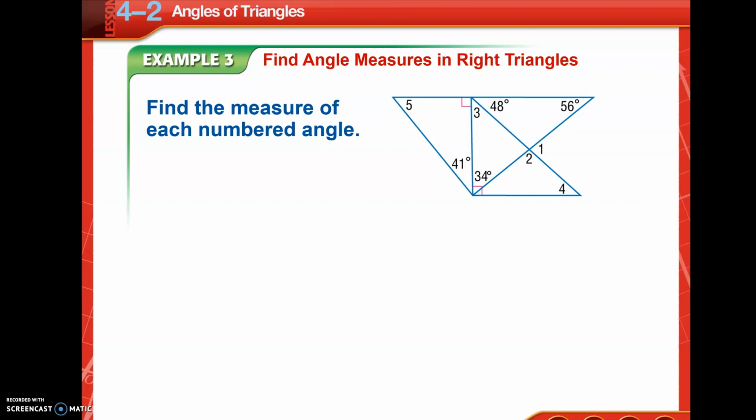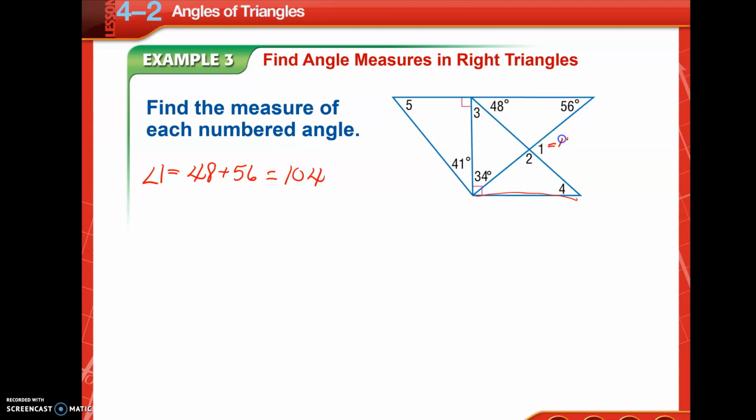But there's a lot of ways we can find each one. So if I want to find angle 1, I see that's exterior, and it's exterior to this triangle here, and it is exterior to this triangle. Well, this triangle has two angles, and those happen to be my two remote interior angles. So angle 1 equals 48 plus 56, 104. So we have this angle 1.